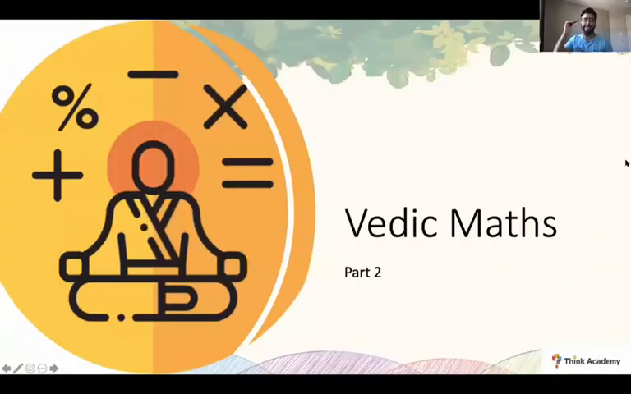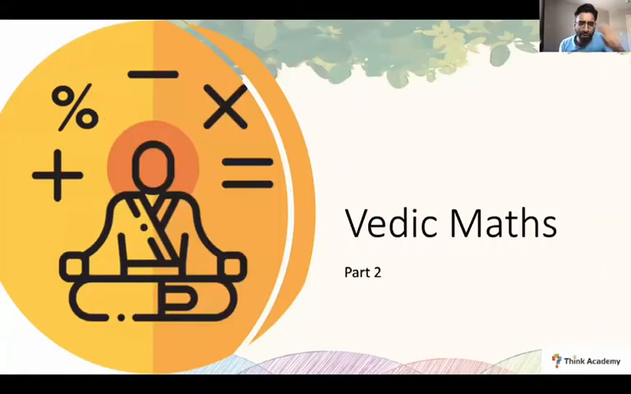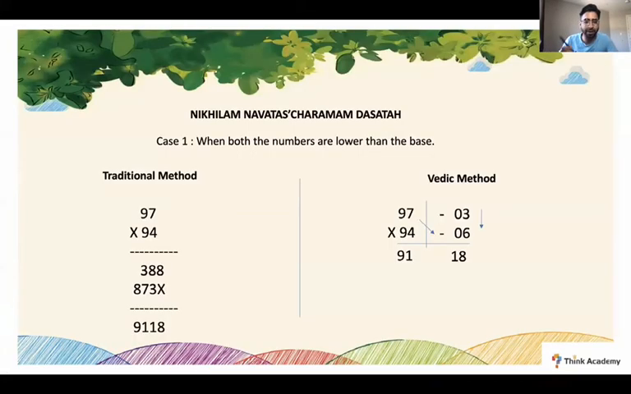Okay, fellas, the second part of Vedic maths. Now we will be doing the actual meat and crux of the math in Vedic math. So we're multiplying two numbers. Okay, how do we do that normally?